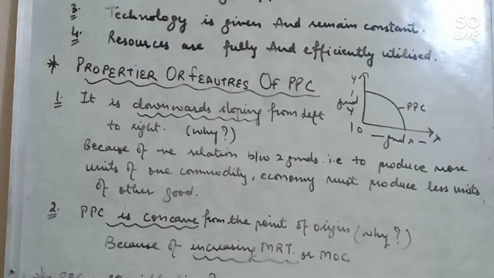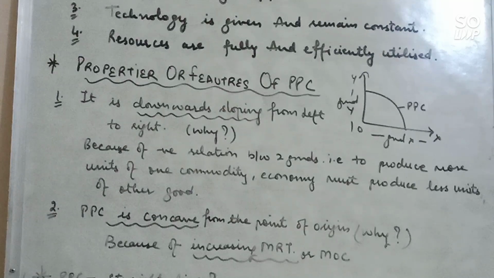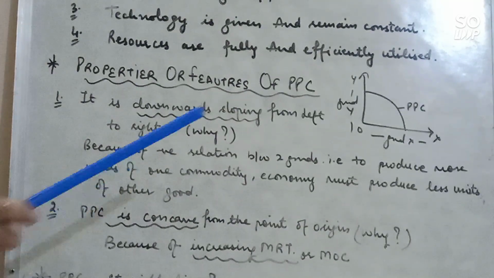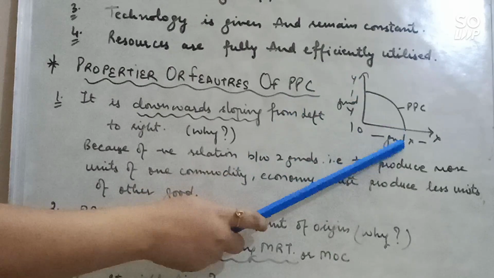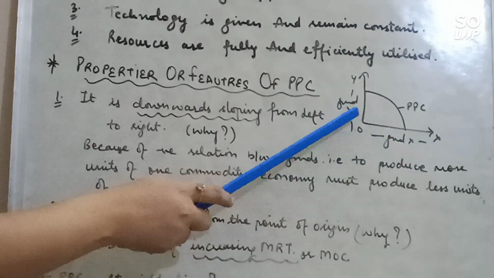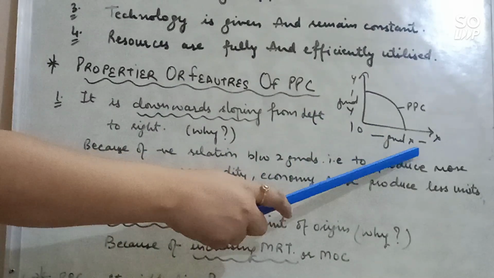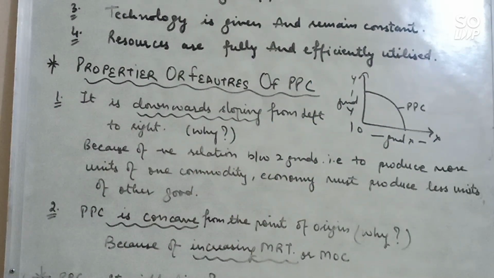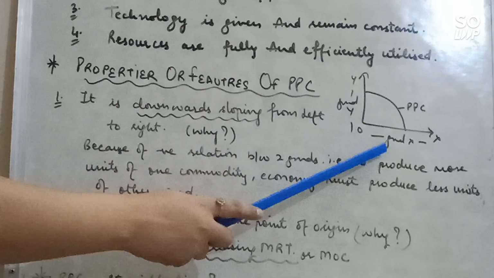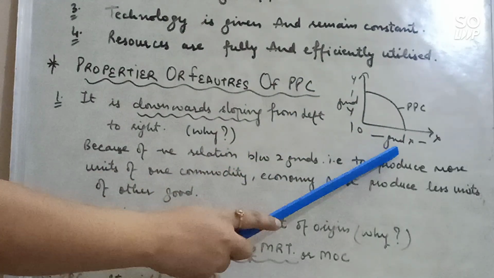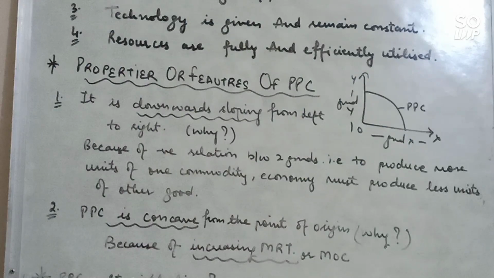Why does it slope downward? Whenever in economics any curve slopes downward, there is a negative relationship between the two axes. It means good x and good y have a negative relation. It means to increase the production of x, we need to reduce the production of y and vice versa. So these two have negative relation. That's why it slopes downward. It's a very important question. Why does it slope downward? Because of the negative relation between two goods, that is, to produce more units of one commodity, we need to reduce the production of the other commodity.